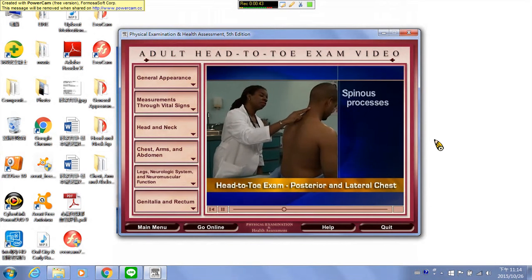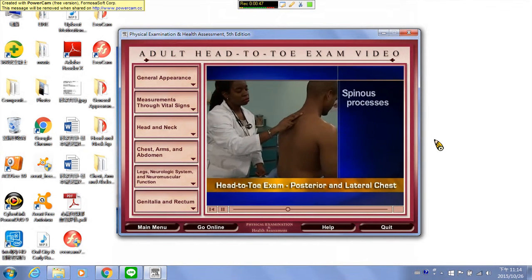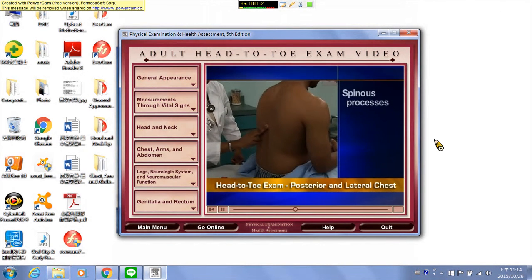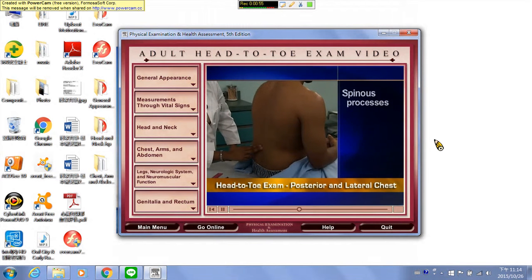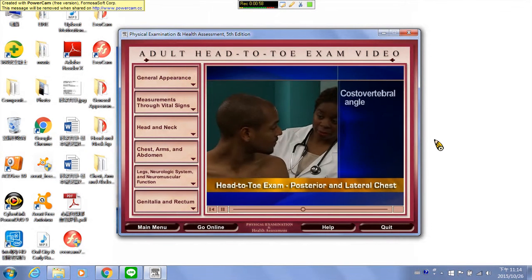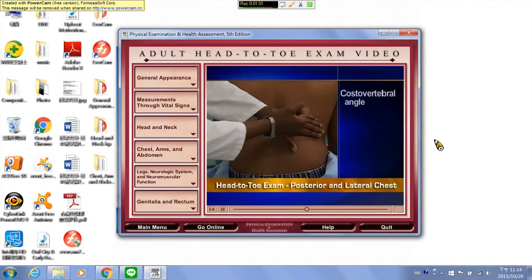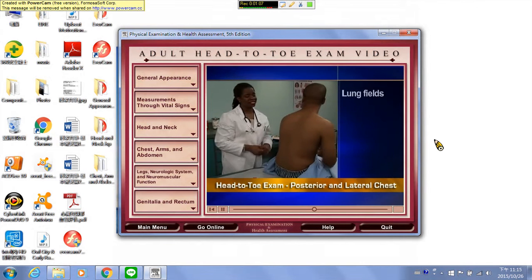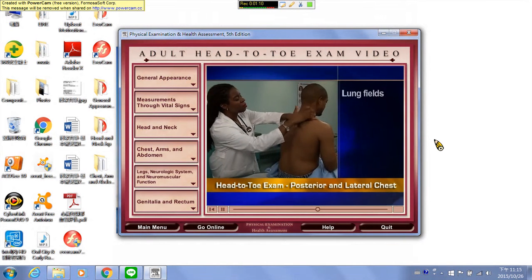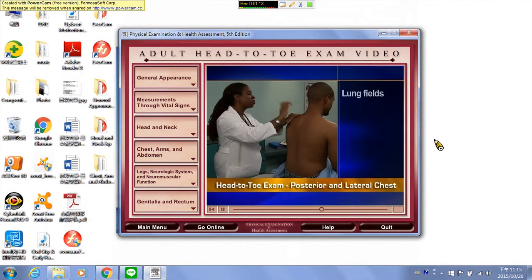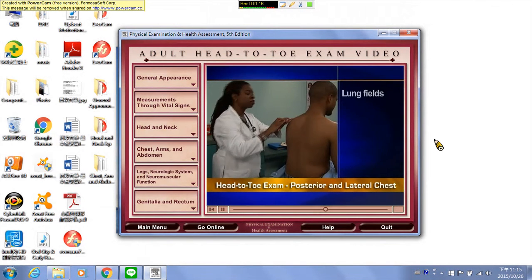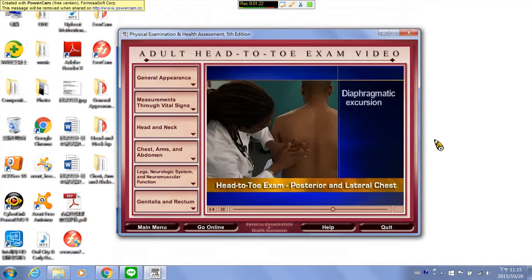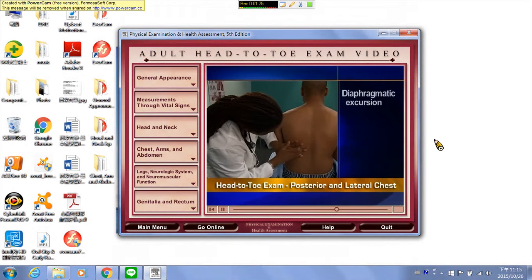Next, palpate down the spine to assess the spinous processes. Then percuss the costovertebral angle to detect any tenderness. Following a systematic sequence, also percuss the posterior and lateral lung fields. Also percuss to map out the lower lung border on exhalation.